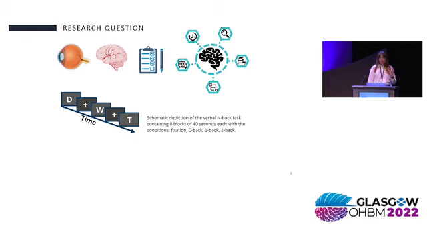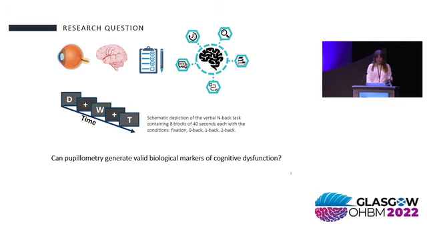So what was our question? What did we try to answer with this setup? We tried to address whether pupillometry can generate valid biomarkers for cognitive dysfunction. And we believe that physiological parameters of cognitive processing could provide a more in-depth understanding of the brain-behavior relationship and therefore facilitate also the identification of biomarkers.